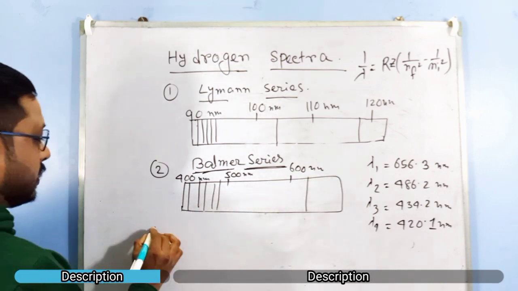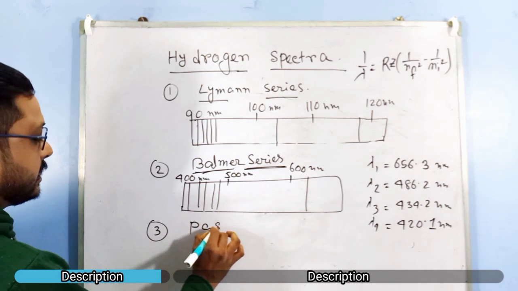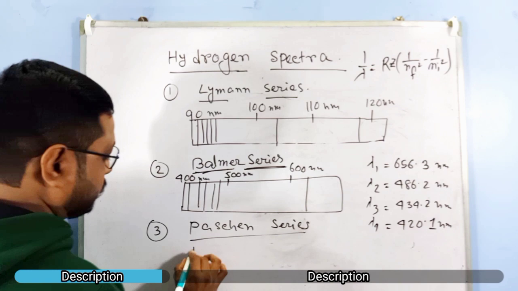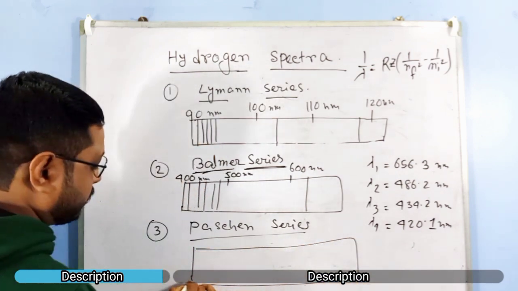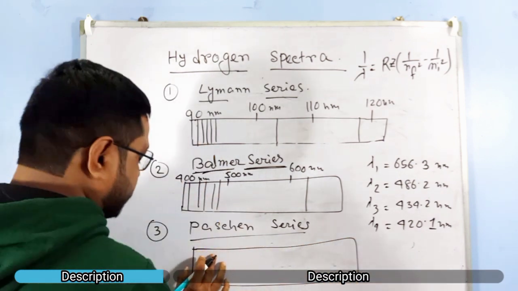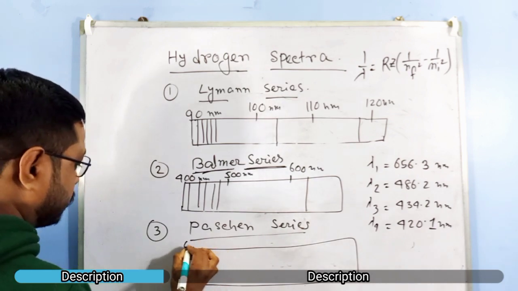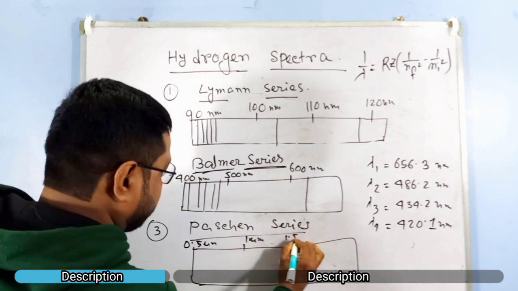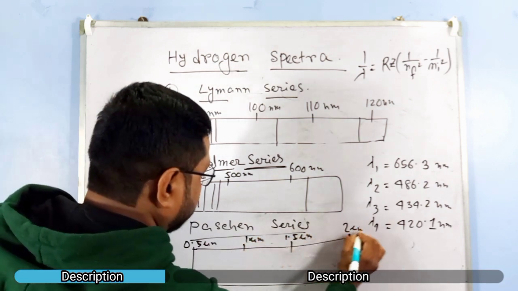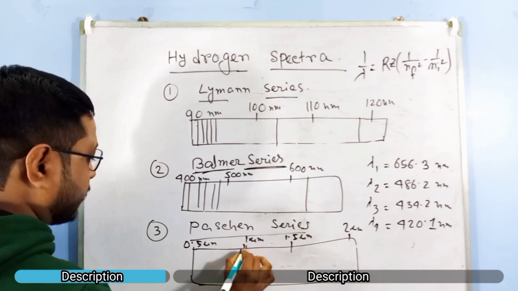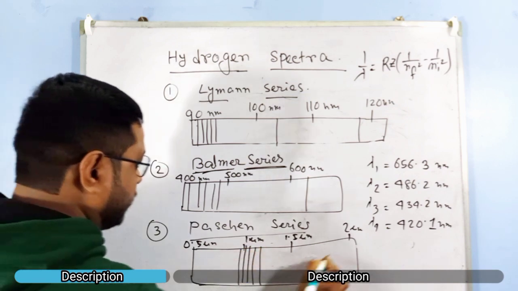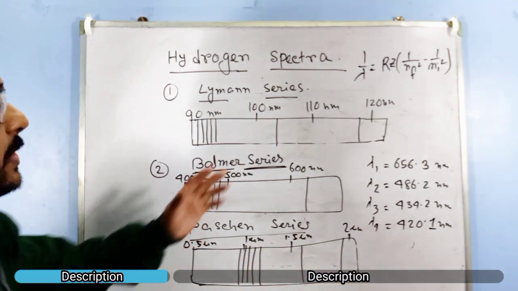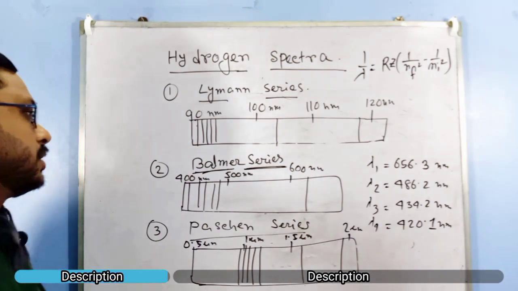And if we go with the Paschen series, we get this type of spectrum. It is not in nanometer for the Paschen series, it is in micrometer, that is 0.5 micrometer, 1 micrometer, 1.5 micrometer, 2 micrometer, and the spectral lines occur at 1 micrometer, some at 1.5, some at 1.2.